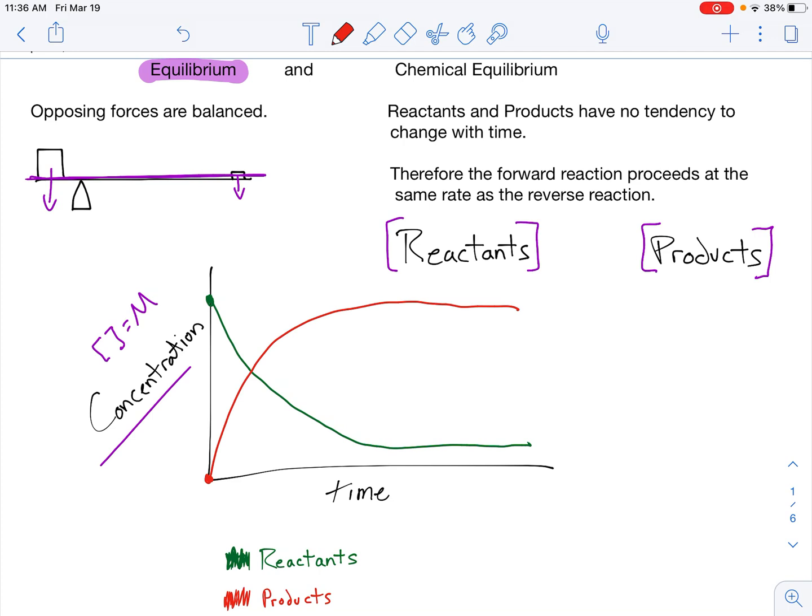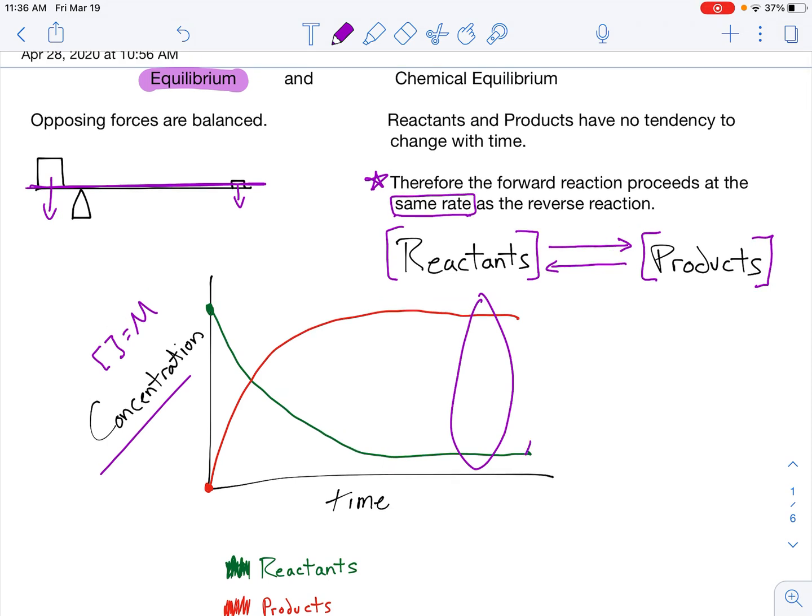So, in terms of equilibrium, when you have the concentrations of your reactants and products staying the same, or if you're in this position right here, you have reached chemical equilibrium. The big part here is therefore the forward reaction proceeds at the same rate as the reverse reaction. Meaning, as your reactants change into your products, your products are changing back into your reactants at the same rate.